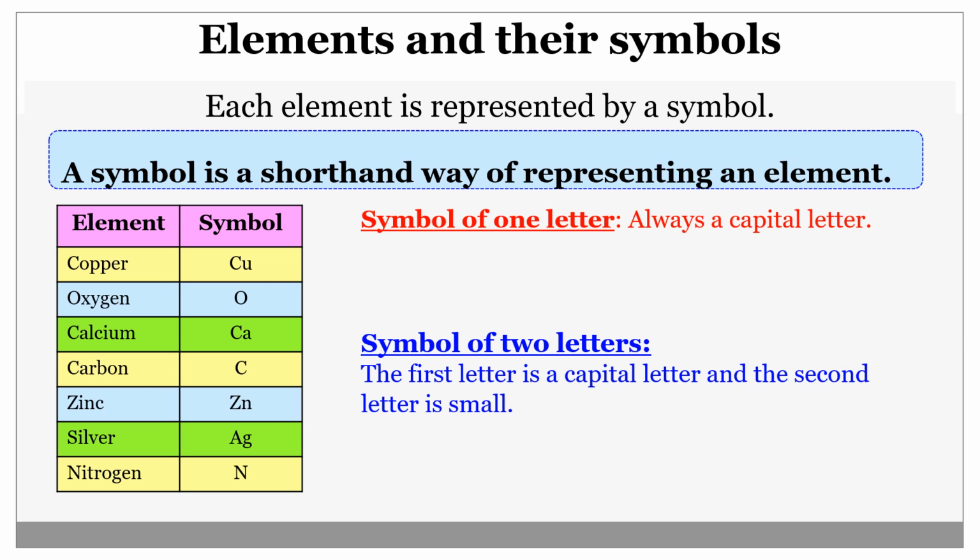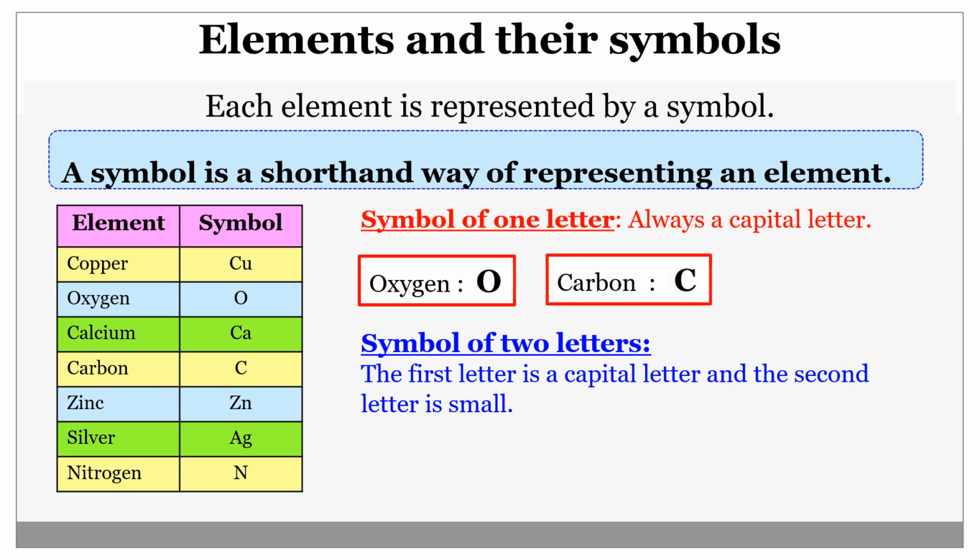When the symbol is of one letter, it is always a capital letter. For example, the symbol of oxygen is capital O. The symbol of carbon is capital C. The symbol of nitrogen is capital N.